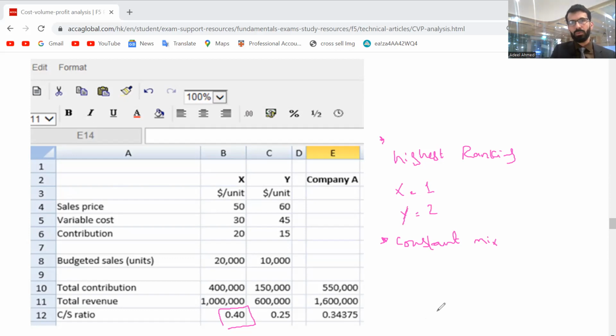And if we have to sell in a constant mix, then we will be using the weighted average CS ratio. Weighted average CS ratio is also available, as you can see here. Total contribution divided by total sales revenue gives us the weighted average CS ratio. So first we will apply the assumption of highest ranking CS ratio on our profit volume chart, and then we will apply the assumption of constant mix. And then we will see how we can present this information. So let's have a quick look at what we will be doing here in our graph.